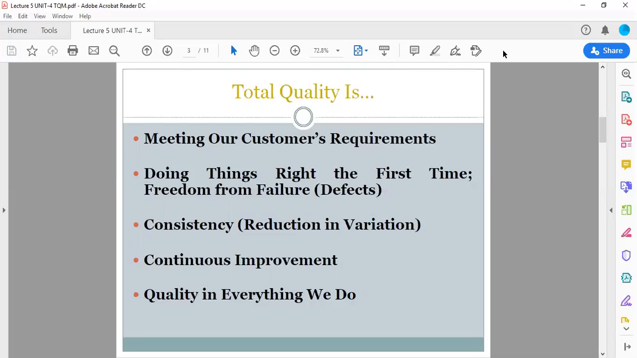Okay, now the next point is total quality must be enhanced with continuous improvement. We have to go for continuous improvement while involving redesign in our process, or by taking input from the staff. But the main fact is we have to improve the quality with continuous improvement. So overall, quality in everything we do is the total quality.